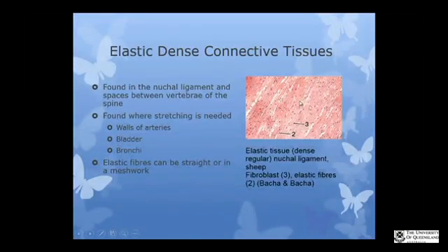Elastic dense connective tissue, again, you've got these really parallel fibers happening, found in the nuchal ligament, which is the one that helps with the head. It's also found between vertebrae of the spine. It's found where stretching is needed, so you find it on the walls of arteries, in the bladder, in the bronchi, which is your tube that goes down to your lungs. These elastic fibers can be straight, or they can be in a meshwork, and in this case you can see they are straight. This is actually a nuchal ligament that you can see here.